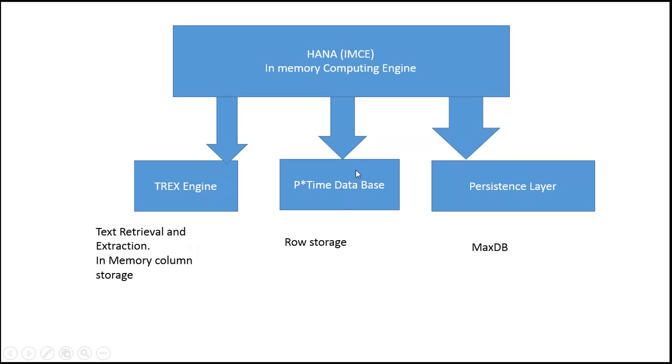Suppose you are using row storage, we have a database called the P star dim database. That is only for row storage. And if you want to take the data backup, that concept is called the persistence layer under MaxDB. MaxDB is also an SAP product. First look into this one: row storage on the P star dim database, column storage on the text engine. Persistence is just for database backup.